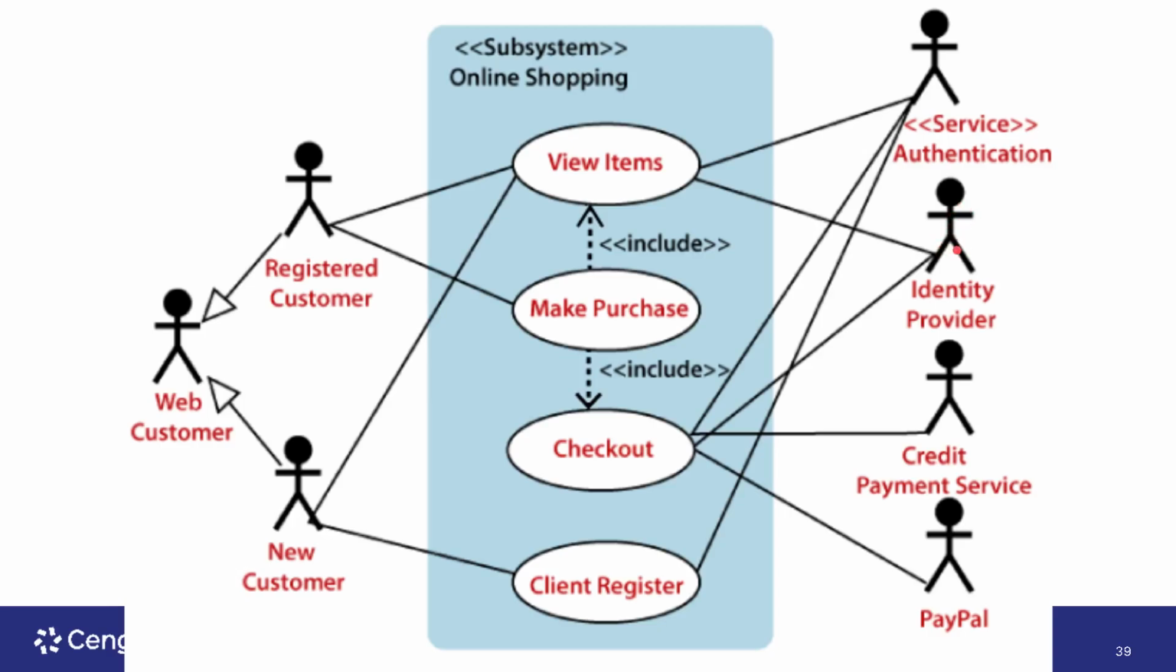Not sure what they mean by identity provider. Could even be the identity of the vendor, or they actually have a product shippable, all that. And that's something that would be described in the documentation of each of these actors. But the big picture is, here's different actors that interact with my online shopping subsystem.